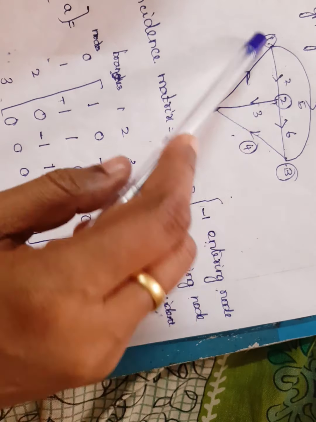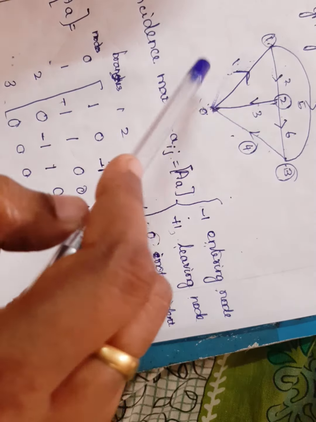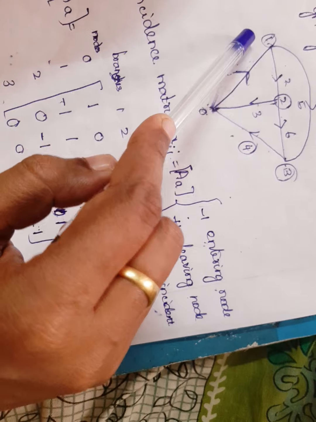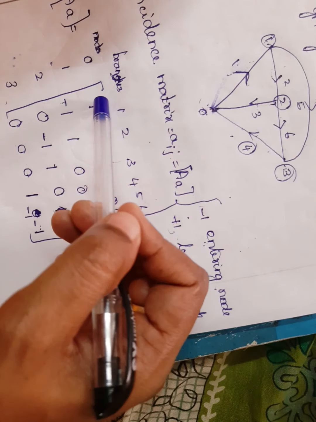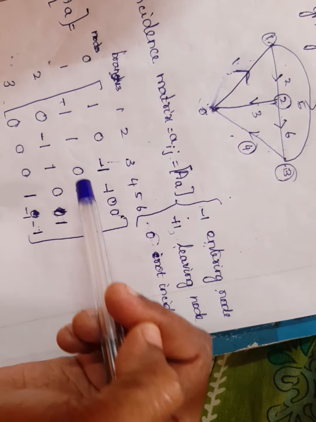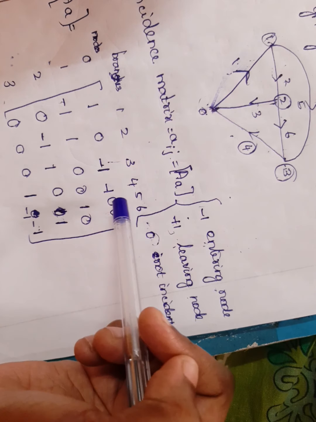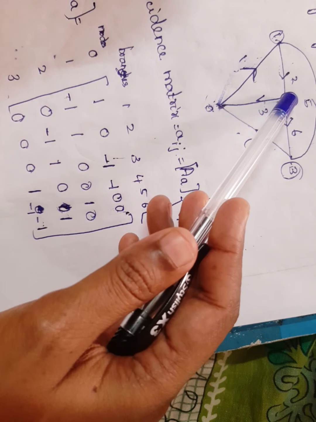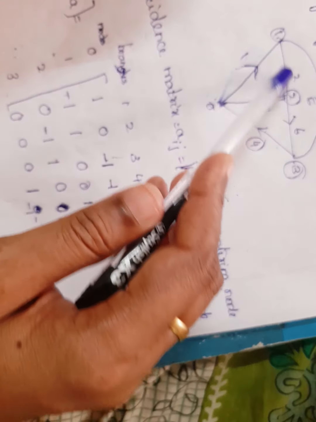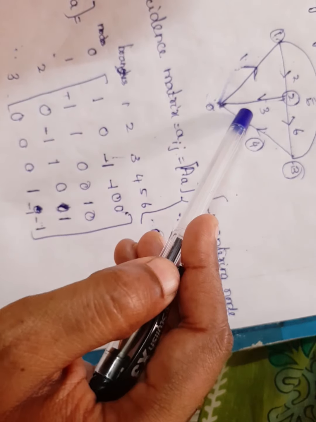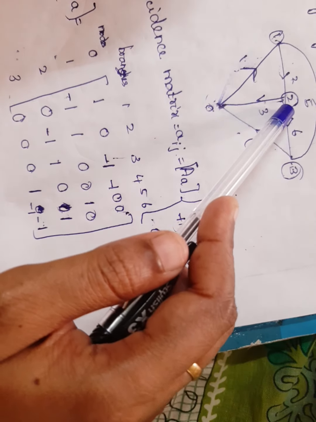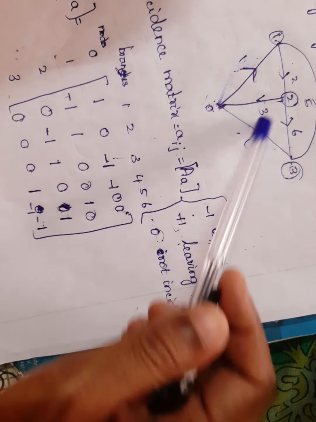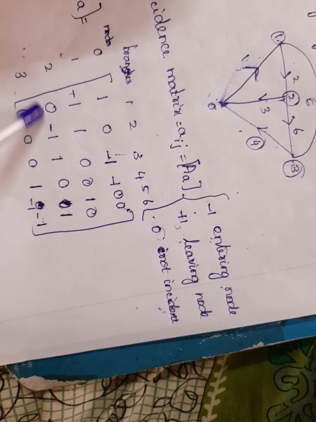What are the branches located at node 1? They are 1, 2 and 5. Here 1 is entering, so -1. 2 is leaving, so +1, and 5 is also leaving, so +1. Next, node 2: the branches located are 2, 6 and 3. 2 is entering, so -1, 6 is leaving, so +1, and 3 is also leaving, so +1. The remaining entries are 0.